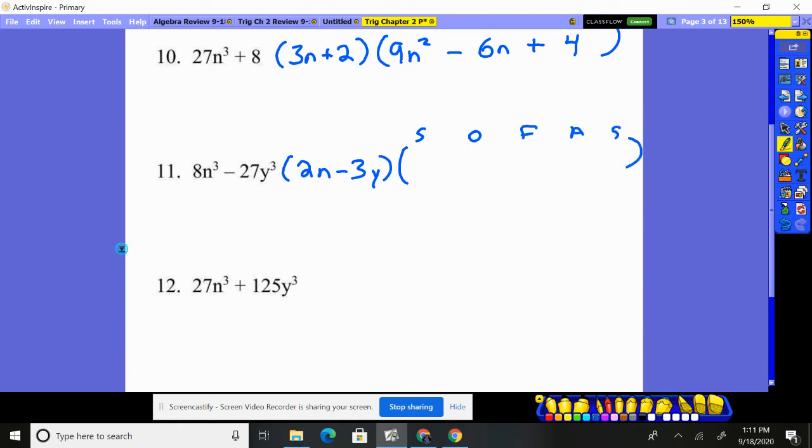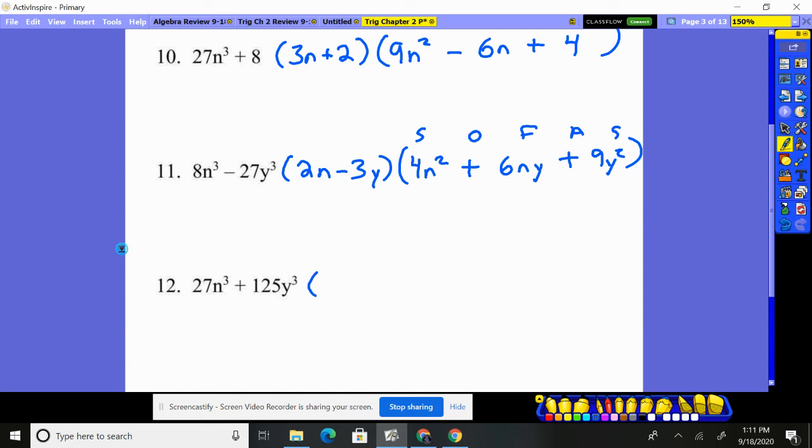S-O-F-A-S. Square the first piece, 2n times 2n, 4n squared. O, opposite sign, since that was subtraction, I need addition. F, fuse them together, 2n and 3y. Don't pay attention to the subtraction there. We've already taken care of that with the addition. So we're just sort of looking at the absolute value. 2n times a 3y, 6ny. A, always add. S, square, 3y times 3y, 9y squared.